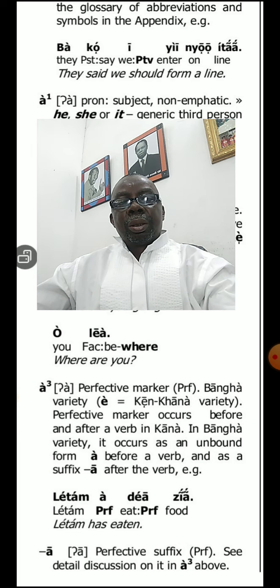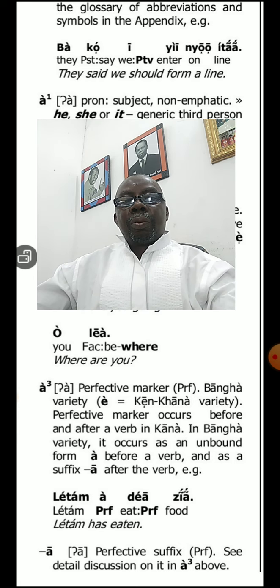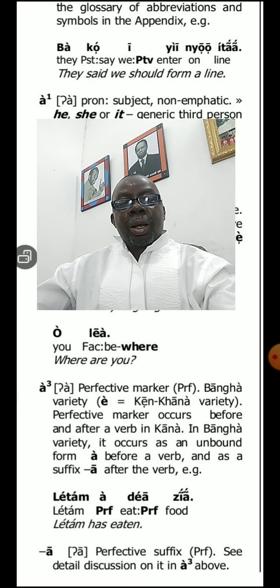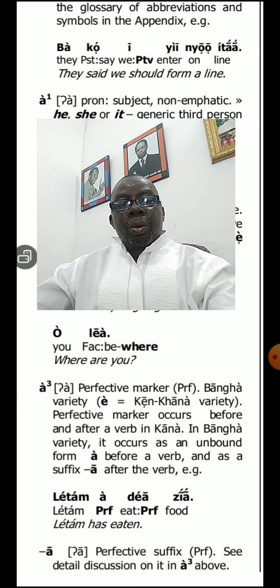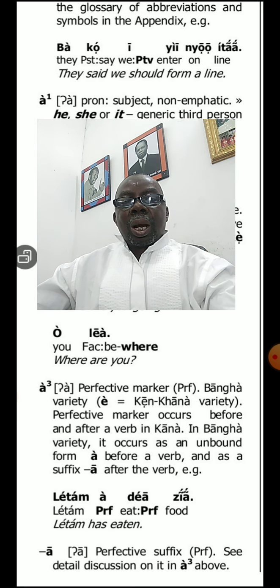Ladies and gentlemen, that is the discussion of the moment. This is part 1 of the functions of the letter A, and it has been given to you. Then we are going to look at other functions of the letter A in our next video.